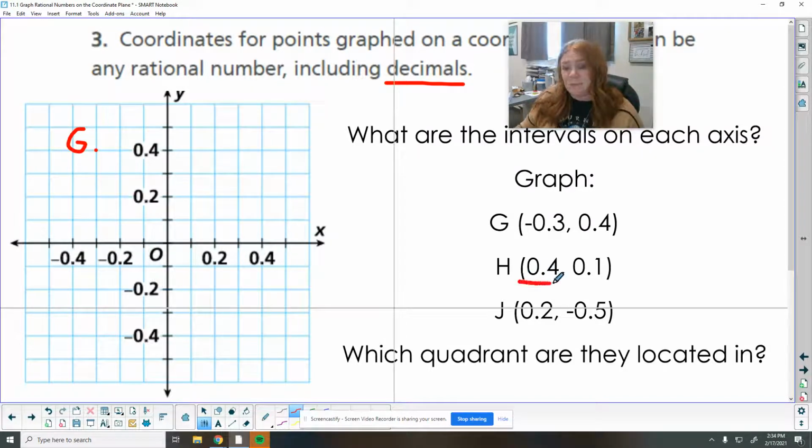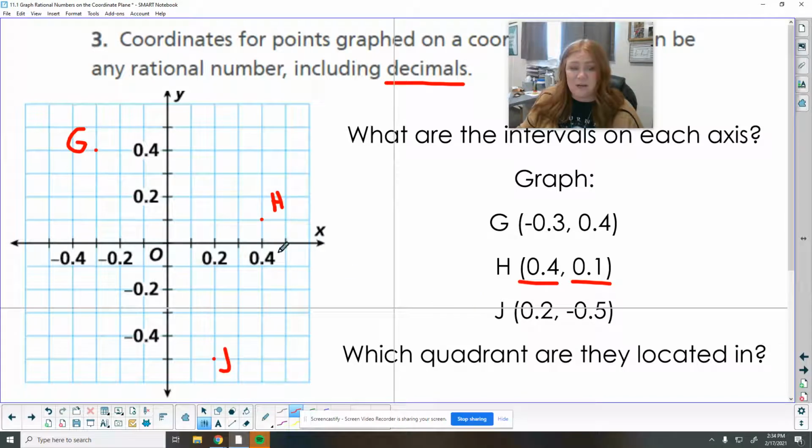So H is a positive 4/10 and then a positive 1/10. So it's telling me to go positive, positive. So over to 4/10, up to 1/10. There is H. And then J, we have 2/10, so positive 2/10 to the right, and then negative, so we're going to go down 5/10. So over 2/10, and then down 5/10. So here's 1, 2, 3, 4, 5/10, and here is J.